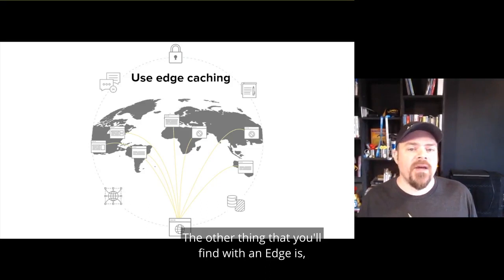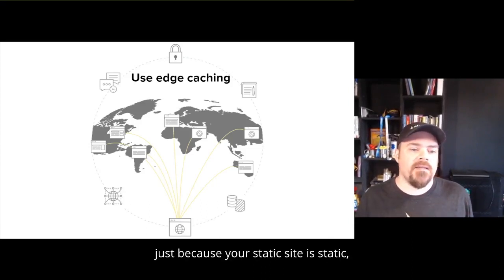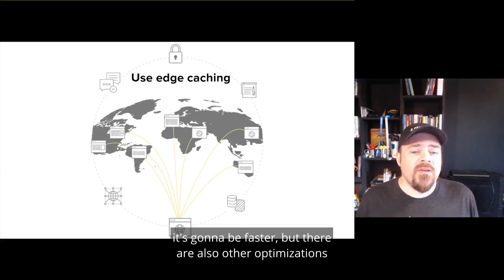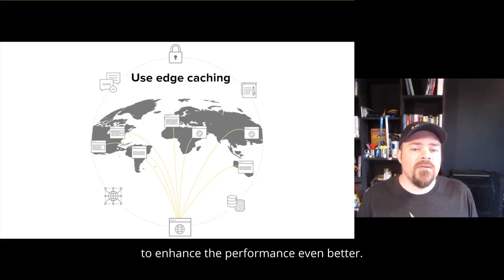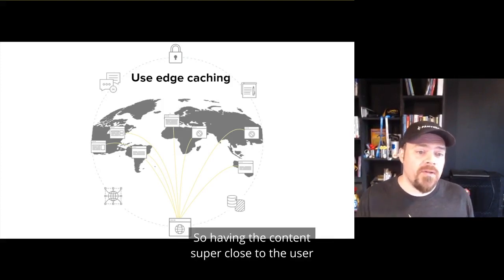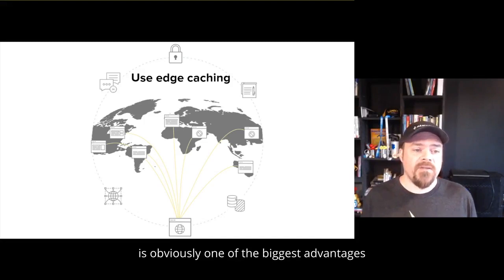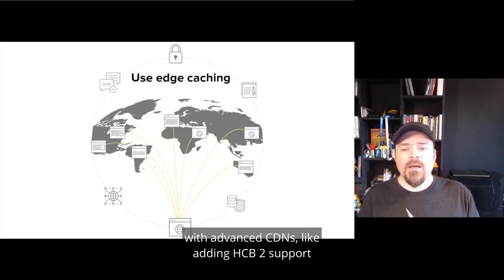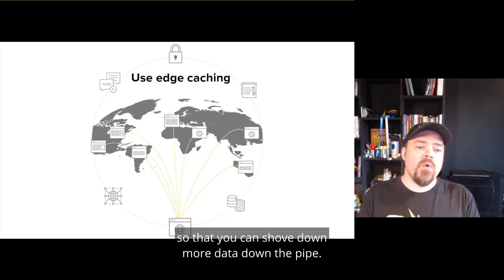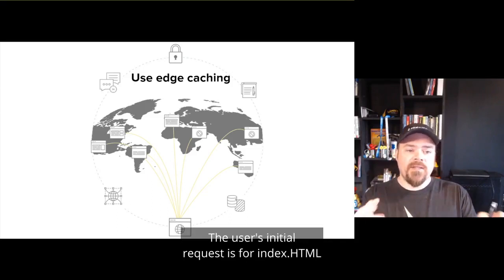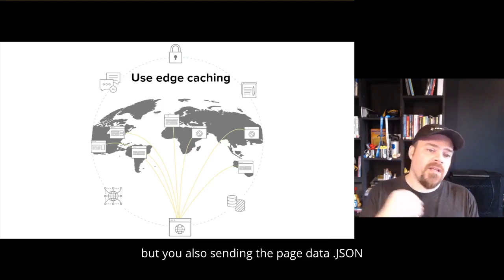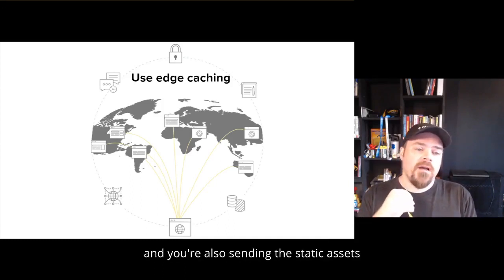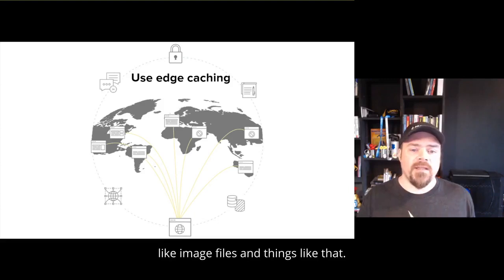The other thing that you'll find with an edge is, just because your static site is static, it's going to be faster. But there are also other optimizations that you can do to enhance the performance even better. So having the content super close to the user is obviously one of the biggest advantages of using any kind of CDN. But you can also do things with advanced CDNs like adding HTTP2 support, so that you can push more data down the pipe. The user's initial request is for index.html, but you're also sending the page data.json, and you're also sending the static assets, the image files and things like that.